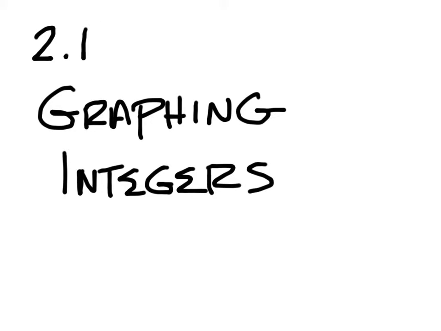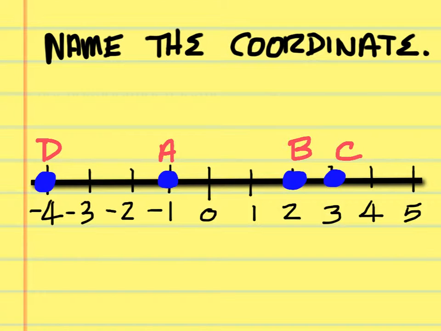The first thing is graphing integers. Name the coordinate. You only have to name the number that the point is on. Bailey, what point is A on? -1, right. Bivens, what point is B on? Yeah, B as in boy. 2. And Boggs, what point is C on? 3, that's right. And Collins, what point is D on? -4, that's right.